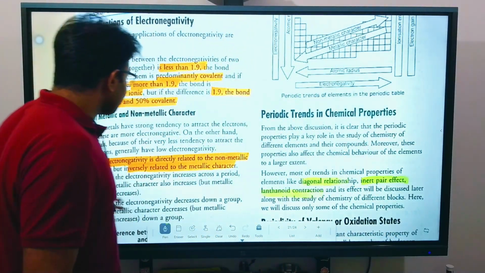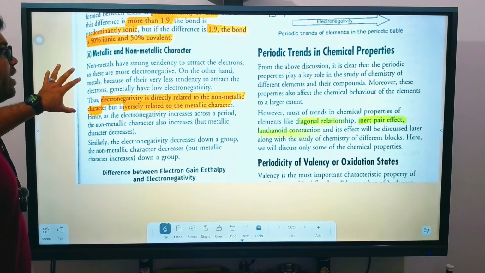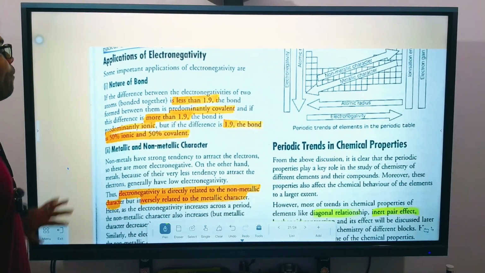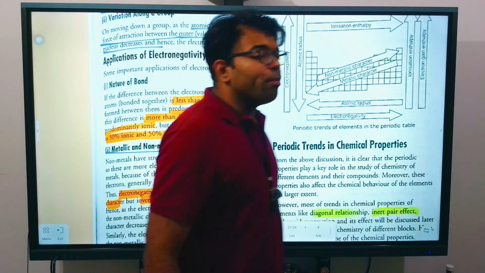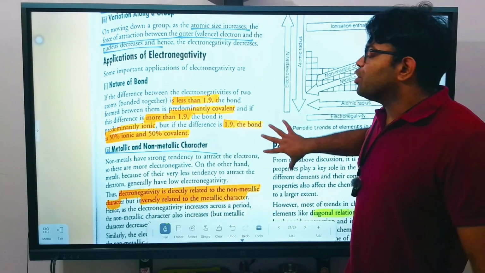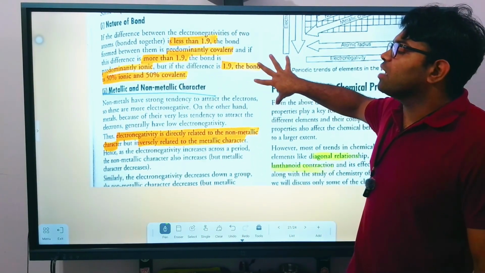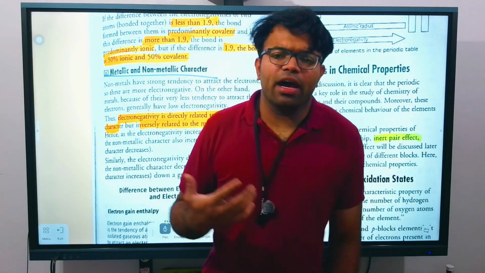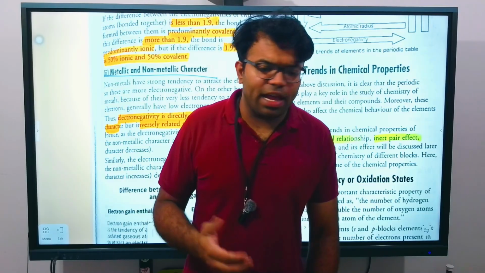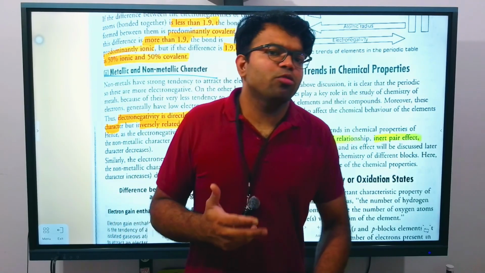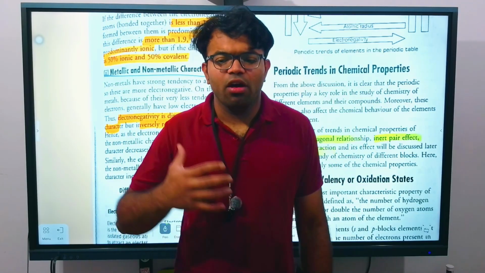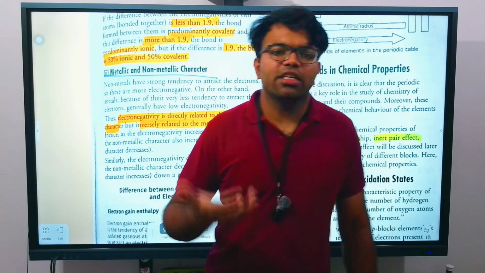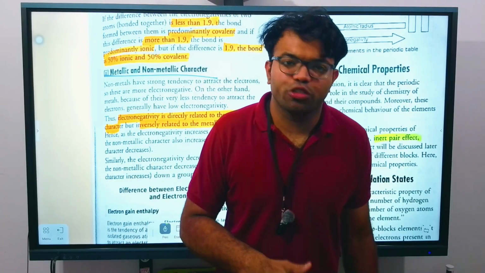Next, electronegativity is directly related to the metallic and non-metallic character. Non-metals have a stronger tendency to attract electrons, so these are more electronegative. Why do non-metals want to attract electrons? We know that non-metals have four or more electrons in their outermost shell.